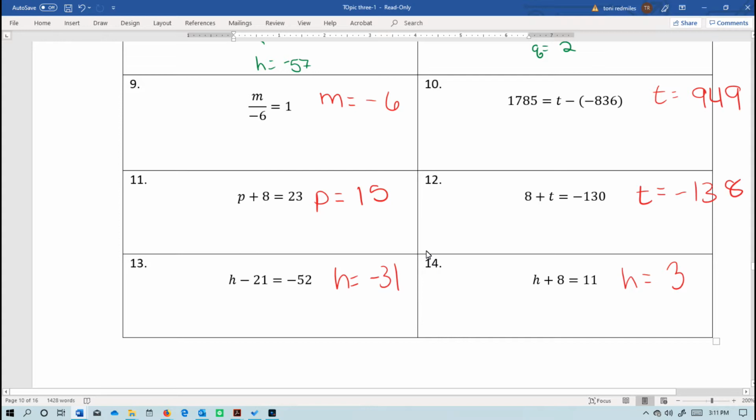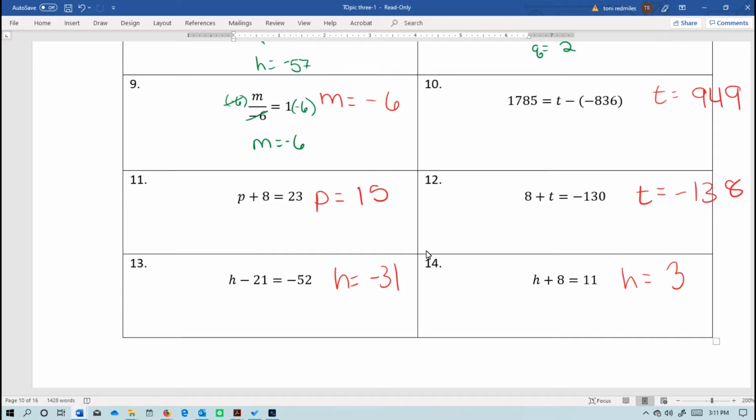All right, the negative 6 is dividing the m, so to undo it, I have to multiply. I have to do that to both sides. These are going to cancel, leaving me just with m. 1 times 6 is 6, positive, negative. The answer is going to be negative.